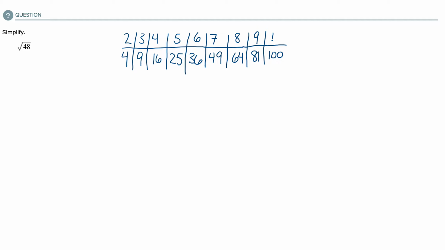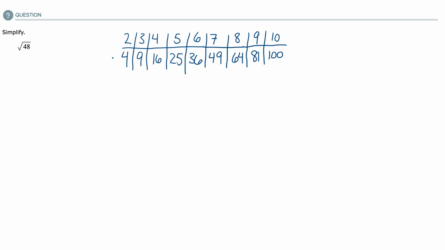Now what I need to do is look at the number that I'm given, which is 48, and I need to find the largest perfect square factor of 48, or the largest number that 48 can be divided by that is in the second row of this table. You might find it helpful to write this out in your notebook if you're doing some of these simplifying problems, if you don't remember perfect squares off the top of your head.